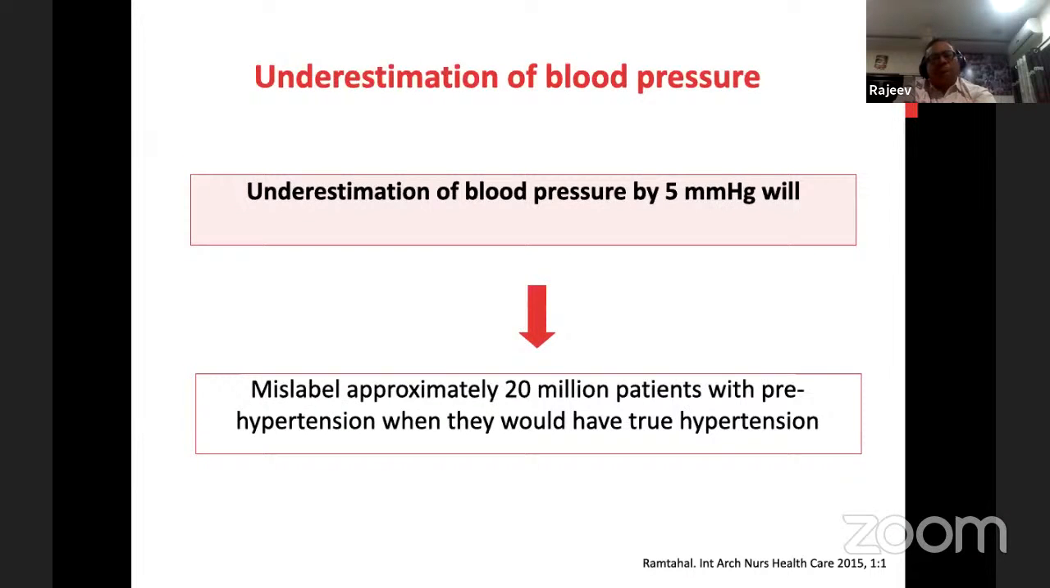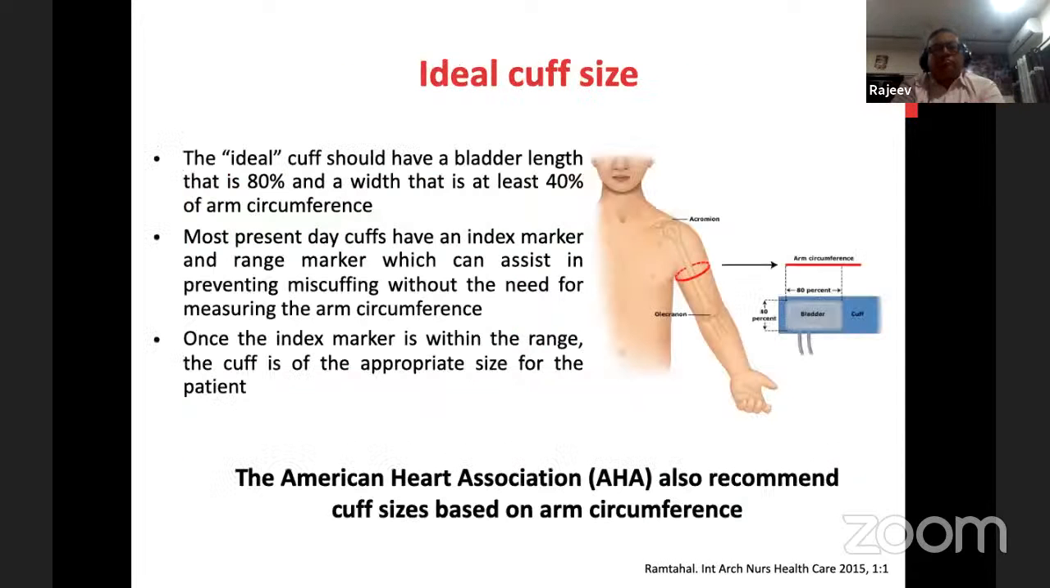Underestimation of blood pressure, on the contrary, by 5 millimeters, would mislabel approximately 20 million patients with pre-hypertension when they would have true hypertension and would have benefited by treatment or lifestyle modification. So we all know about these cuff sizes.